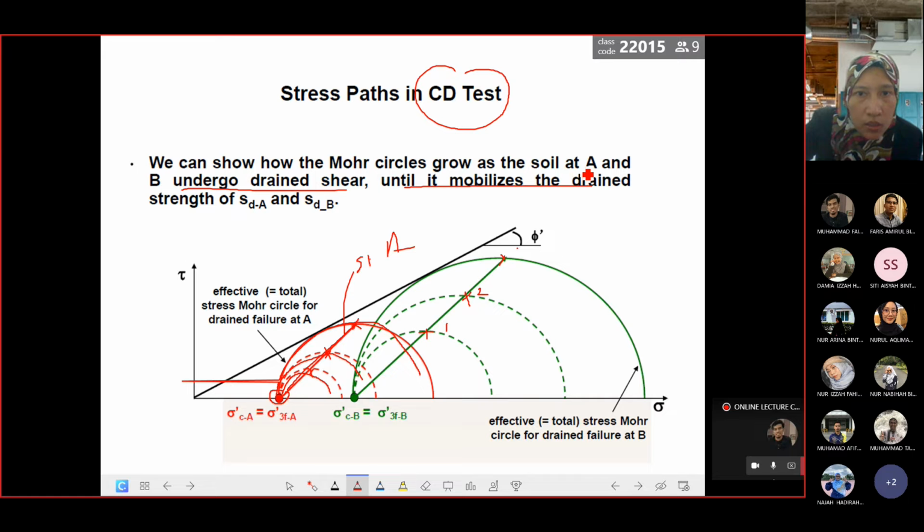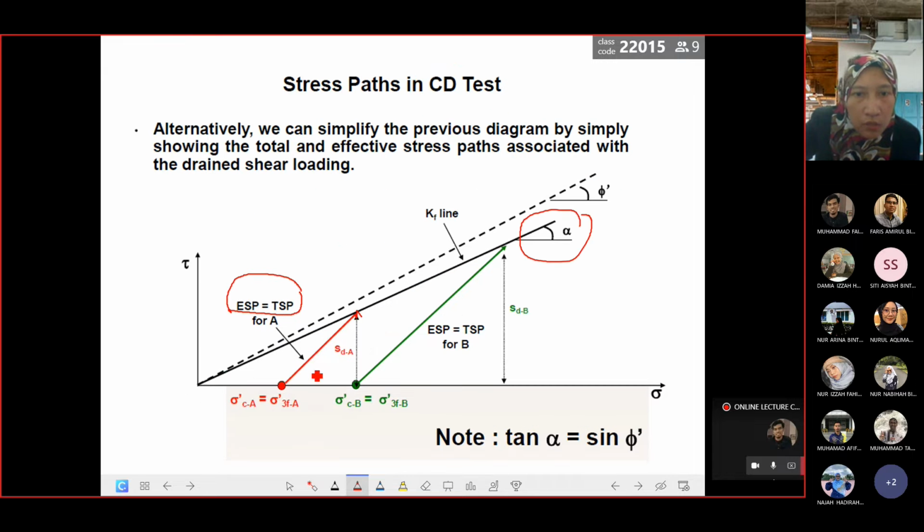When Mohr circle grows as the soil A and B undergo drained shear, it mobilizes the drained strength of SDA and SDB. Maknanya dia punya nilai tu berubah, bergerak daripada from this point to this point. That's why you can have that at sample A tu dia punya point last dia at this. And then bila pada sample B pula you kenakan consolidated drain test juga, you akan nampak dia punya failure ataupun stress at failure tu increase. So this tells you the difference for different sample A dan juga B. At this time effective stress adalah sama untuk ES dan juga TS. So note the relation tangent alpha is equal to sin effective phi.